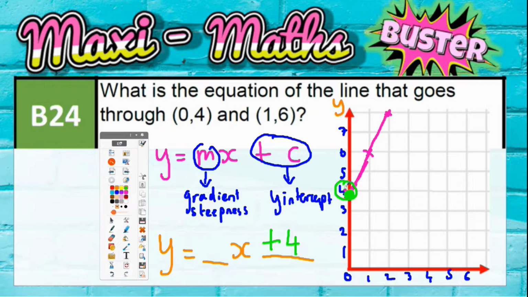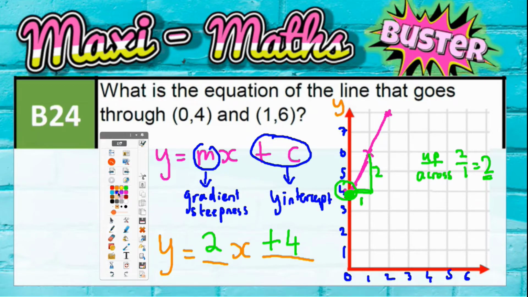And then we need the gradient. To find the gradient, you basically draw a little right angle triangle onto the line. You say how many squares up that triangle is, which is 2 squares up, 1 square across. And you do how far up on the triangle divided by how far across to get your steepness value. So that's 2 divided by 1. 2 divided by 1 is 2. So that means your steepness value is 2. So it's 2x plus 4.